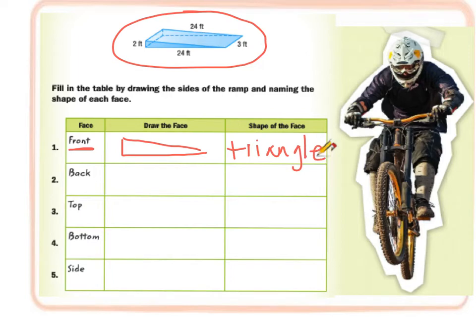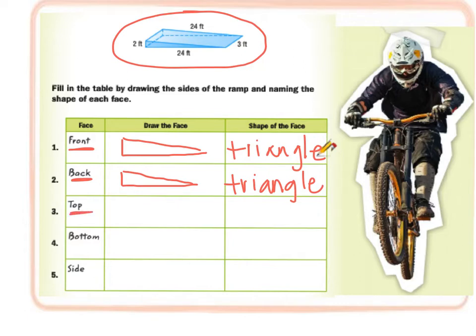Then I need to do the back. The back is way over here, and it's the opposite side of the front, so it's going to be the same exact thing. I'm going to try and draw the same shape. Notice I have two triangles. I wonder what the next three faces will be.